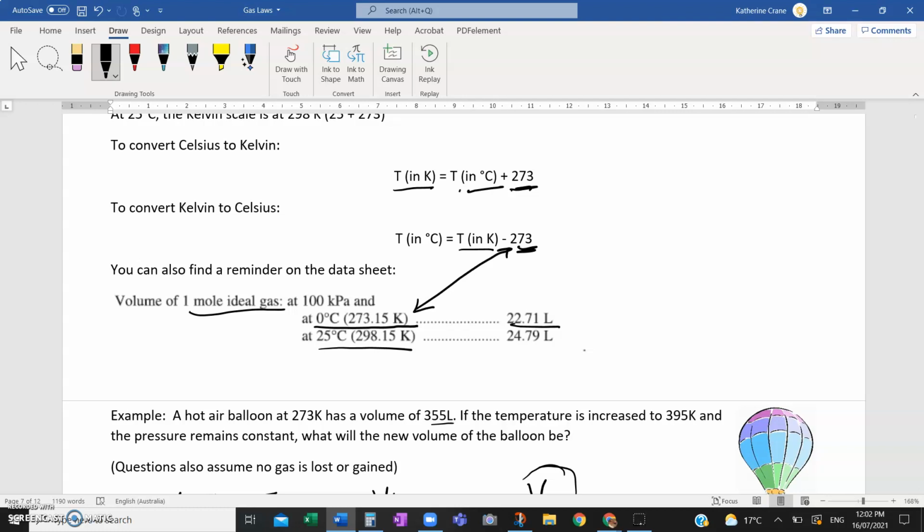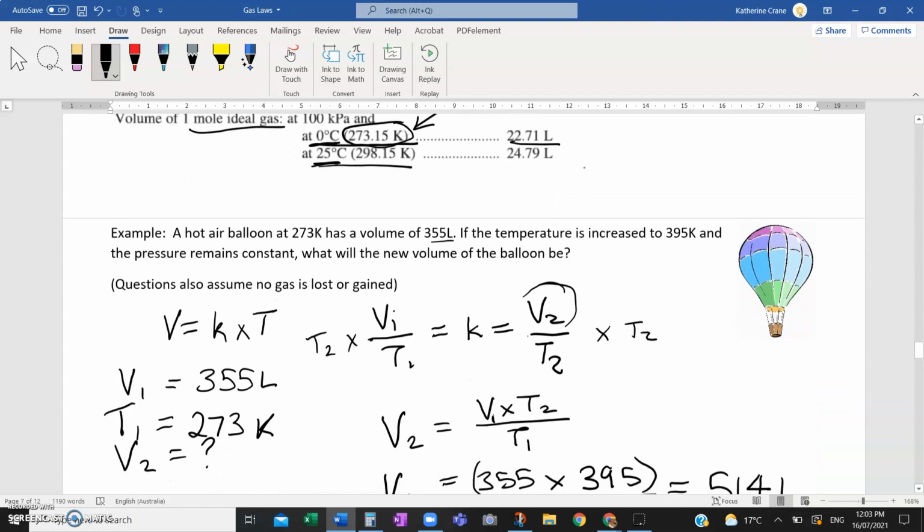Now, to remember this magic number that we're using here and here, you can actually look on your data sheet where it tells you the mole of ideal gas at 100 kilopascals and the two different temperatures. They give the temperature to you at 0 degrees and at 25 degrees. They're a bit more precise because it's 273.15. Fantastic. Still rounds to 273. But you can actually see it reminds you of that number, 0 degrees, 273. Okay, so that's the number you need to add or subtract to change between Kelvin and Celsius.